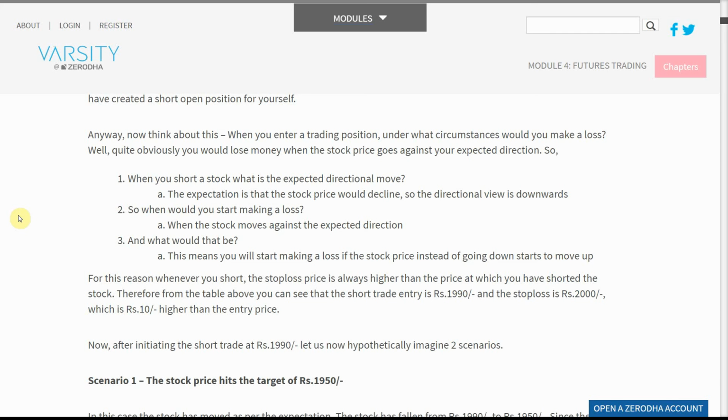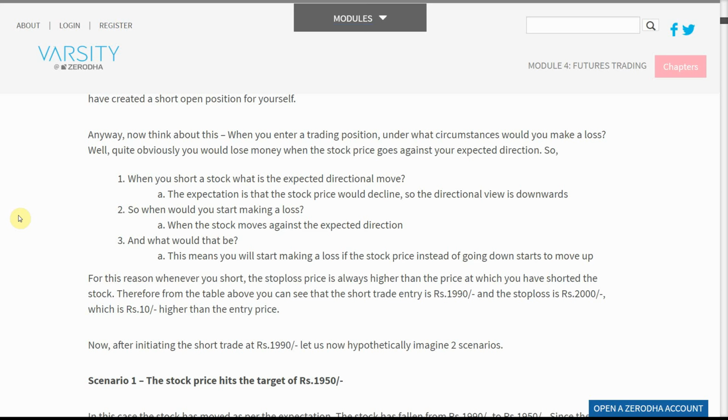Anyway, now think about this: when you enter a trading position, under what circumstances would you make a loss? Well, quite obviously you would lose money when the stock price goes against your expected direction. So, when you short a stock, what is the expected directional move? The expectation is that the stock price would decline. So the directional view is downwards. So when would you start making a loss? When the stock moves against the expected direction. And what would that be? This means you will start making a loss if the stock price, instead of going down, starts to move up.